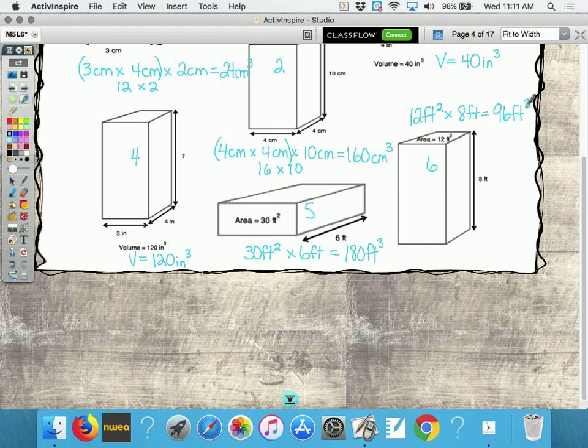Your label is cubed. Okay, let's go back up and look at number 2.